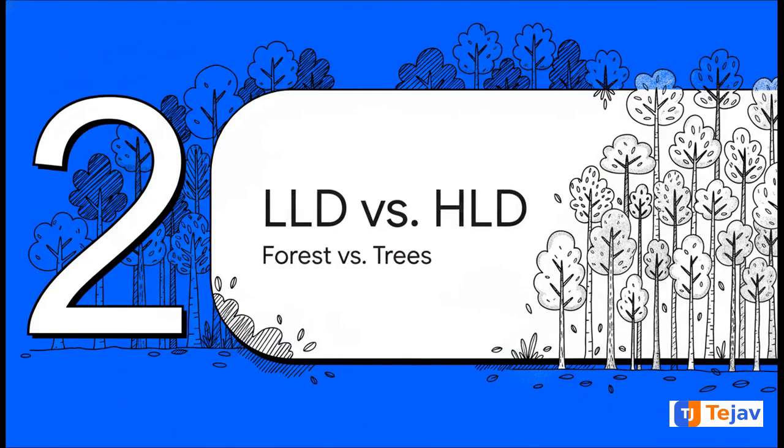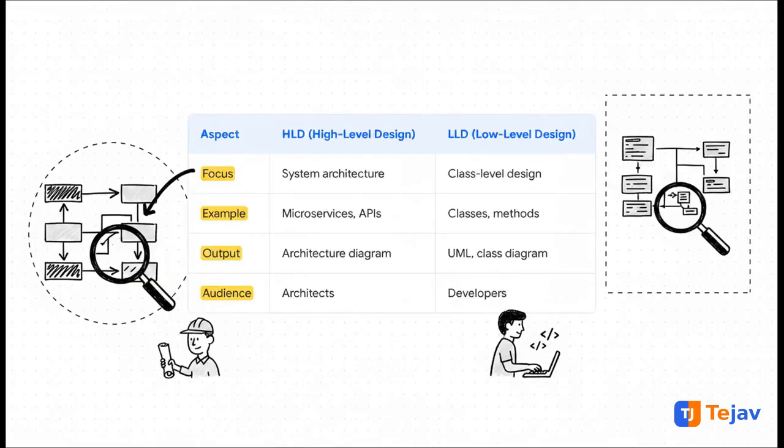Now, you've probably heard of high-level design, or HLD, too. It's super important to know how they're different. The easiest way to think about it is this. HLD is looking at the entire forest, while LLD is getting up close and examining each individual tree. One is the big picture, the other is all about the fine details. Let's break that down a bit more.